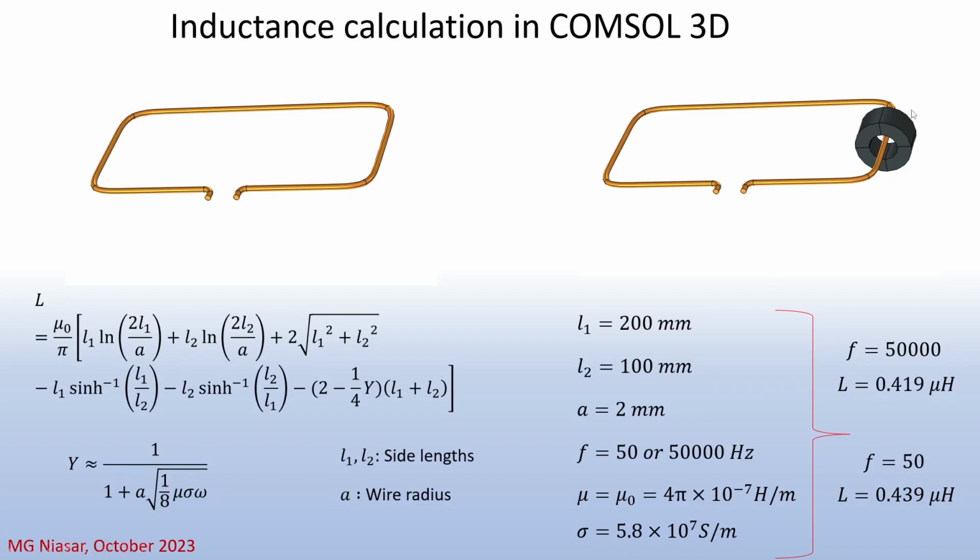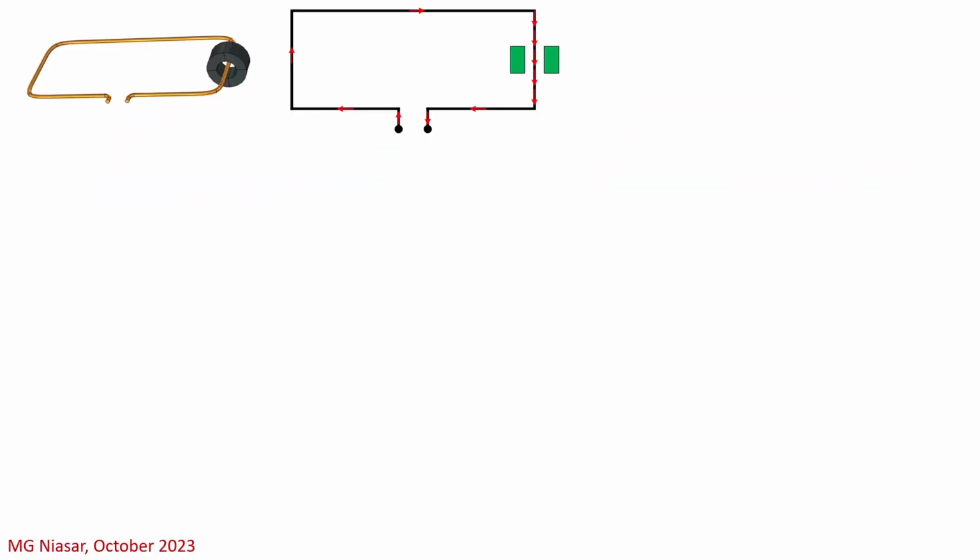Now, for the second case, when we add the toroid, if you want to evaluate this scenario analytically, we need to do a little bit of work. First, I explain that one, and then we see the simulation. Okay, so this is here. The scenario is that we have a current flowing through this loop, and then we have a toroid here, which, for example, has a high permeability, let's say 1,000 or more.